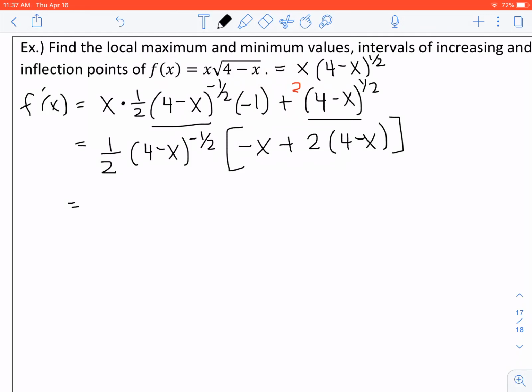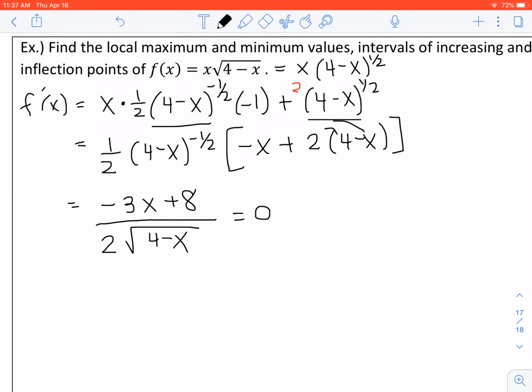But from here, the part in the brackets is going to simplify. And that's going to be, if you distribute your 2, negative 3x plus 8. And it's all over 2 in the denominator times the square root of 4 minus x. So rewriting this. In order to find my intervals of increasing and decreasing and my local mins and maxes, I need to figure out the critical values that we would have. And that is going to be where our derivative is equal to 0, and also where our derivative is undefined.